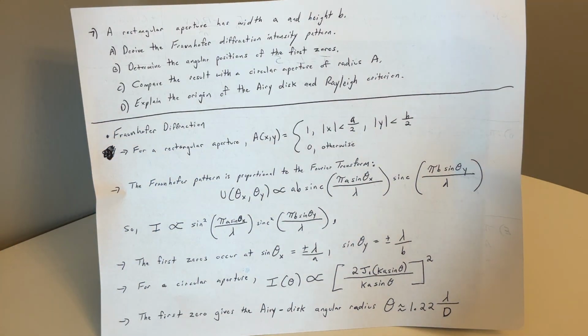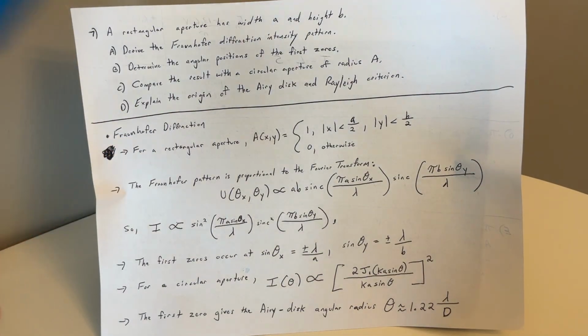Okay, a rectangular aperture has width A and height B. I'll read through A, B, C, D, and E. A, B, C, D. Derive the Fraunhofer diffraction intensity pattern. Determine the angular positions of the first zeros. Compare the result with a circular aperture of radius A. Explain the origin of the Airy disk and the Rayleigh criterion.